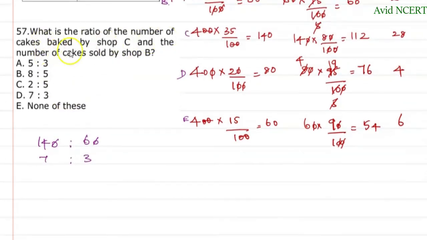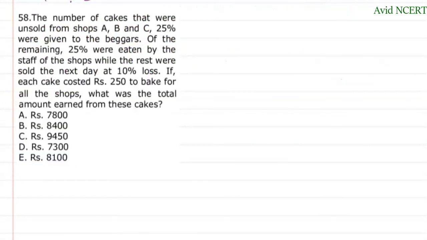So the ratio of number of cakes baked by shop C and the number of cakes sold by shop B is 7:3. So the 58th problem here is, the number of cakes that were unsold from shops A and B and C, 25% were given to beggars. Of the remaining 25% were eaten by staffs of the shops, while the rest was sold the next day at 10% loss. If each cake costed rupees 250 to bake for all the shops, what was the total amount earned from these cakes? So let's solve step by step.